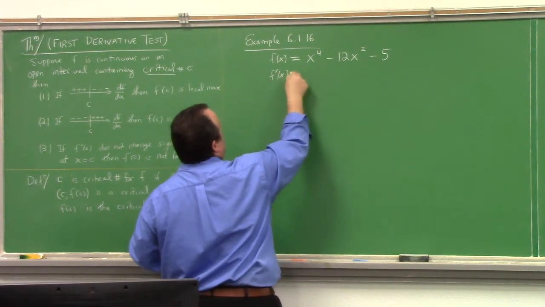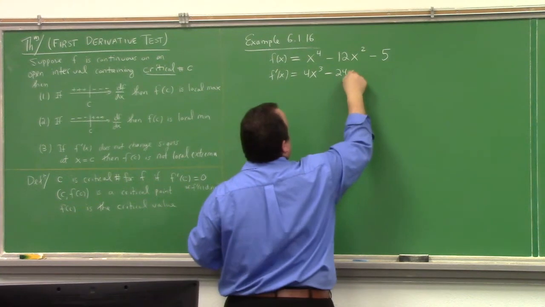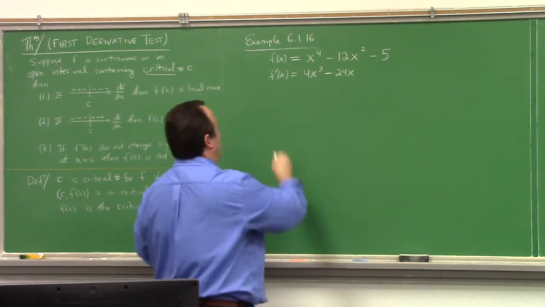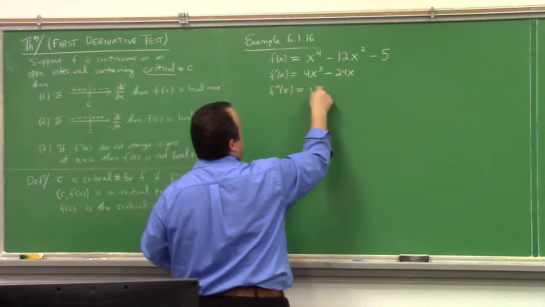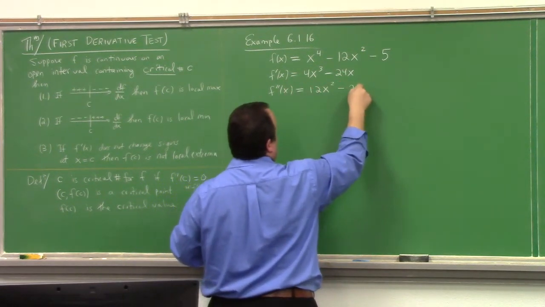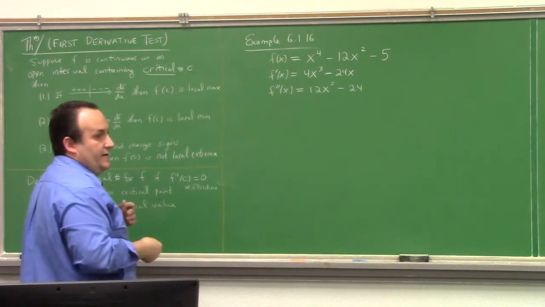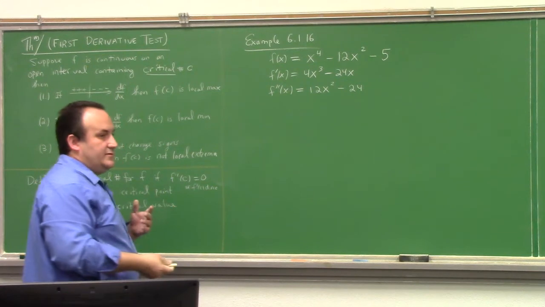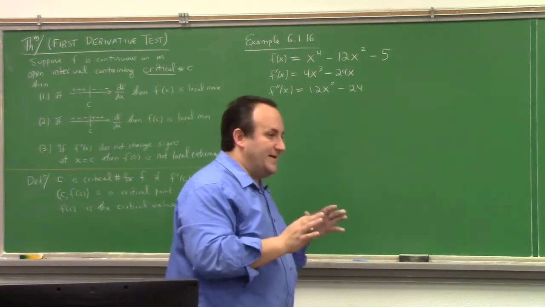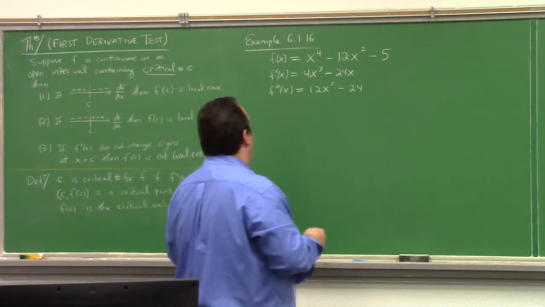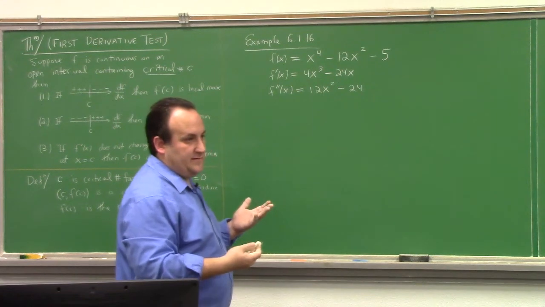Calculate the derivative. F prime of x, we've got 4x cubed minus 24x. Calculate the second derivative. F prime prime of x is 12x squared minus 24. All right? So places where the first derivative are 0 are critical numbers. Places where the second derivative are 0 are possible inflection points. Places where the function is 0, x-intercepts, right?